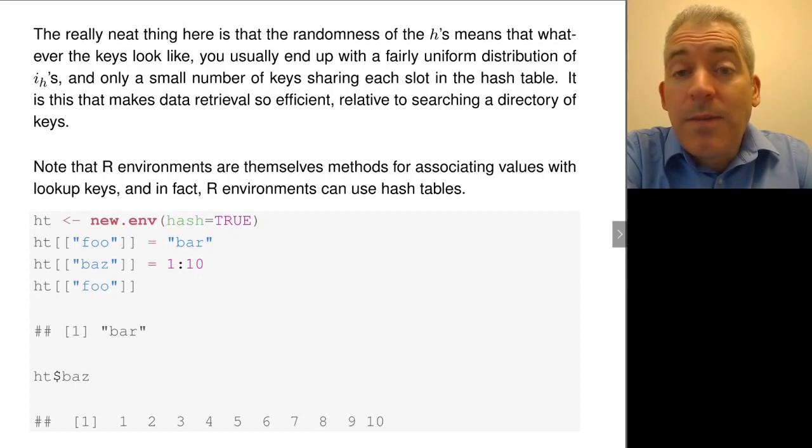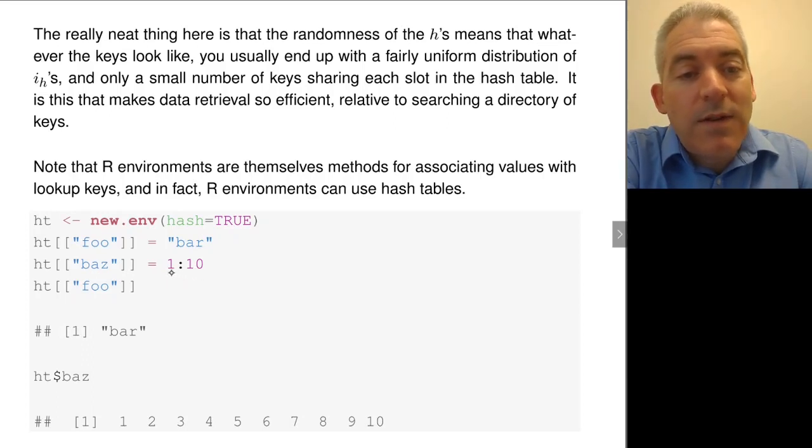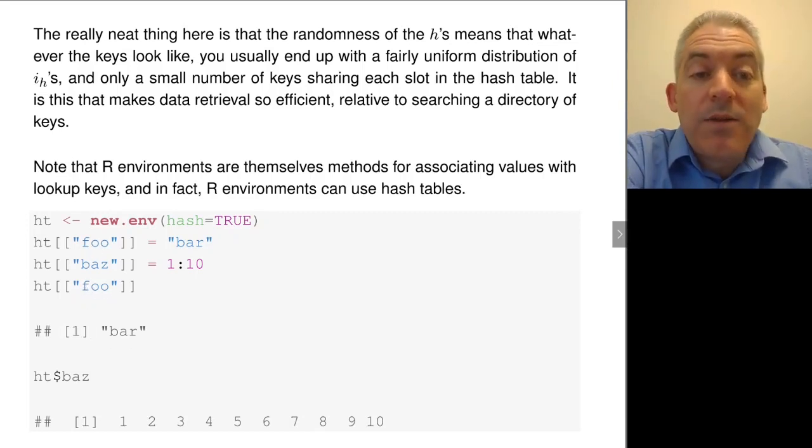HT is a hash table. So we can assign values to it using a key. So here we're assigning the value bar using the key foo. We can also assign a numeric vector of numbers using the key baz, etc. And we can later retrieve something that we're interested in. We can retrieve foo and find that the corresponding value is bar.